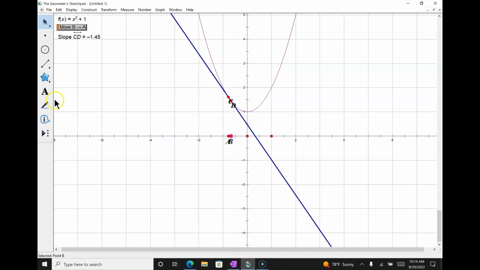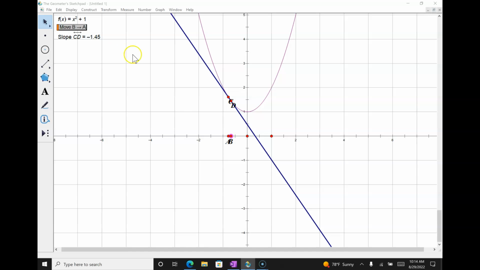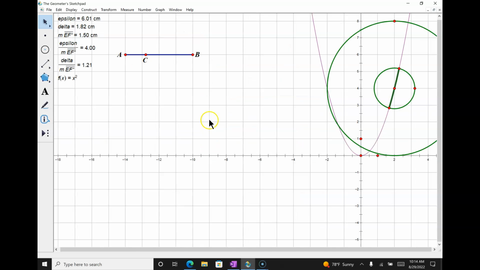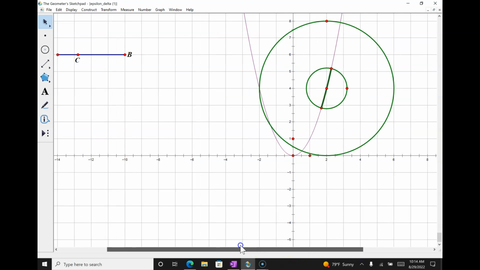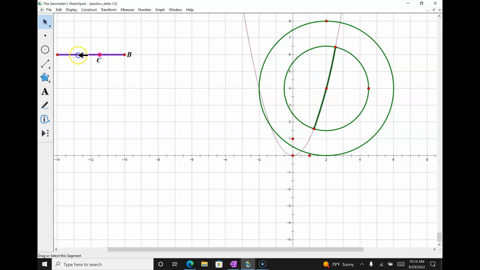I'm using a program here called Sketchpad. GeoGebra does similar stuff, but is free. Sketchpad is not. Here's my epsilon delta. So notice at 2, I'm at a height of 4. You can see my function here, x squared. A to C is my delta. The radius AC is my delta. The radius AB is my epsilon. Okay, you with me?